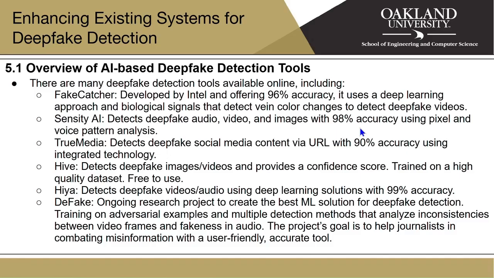Hive detects deepfake images or videos and provides a confidence score. It is trained on a high-quality dataset, which is free to use. Haya detects deepfake videos or audios using deep learning solutions with 99% accuracy. Deepfake-o-meter is an ongoing research project to create the best machine learning solution for deepfake detection, training on adversarial examples and multiple detection methods that analyze inconsistencies between video frames and fakeness in audio. The project's goal is to help journalists in combating misinformation with a user-friendly, accurate tool.